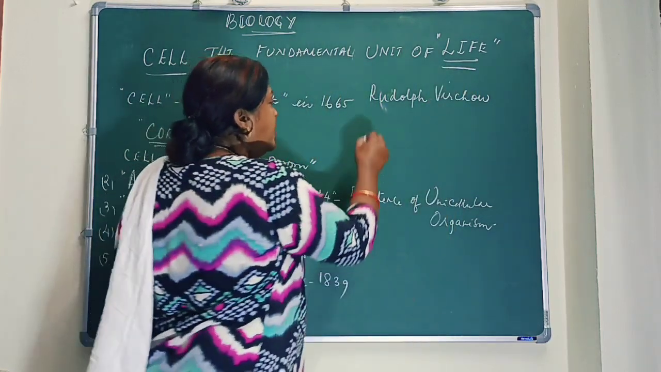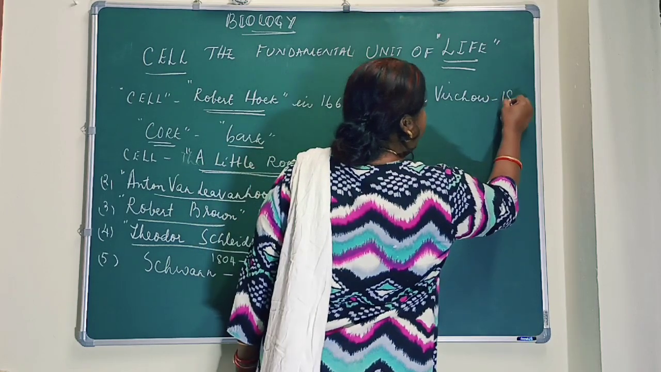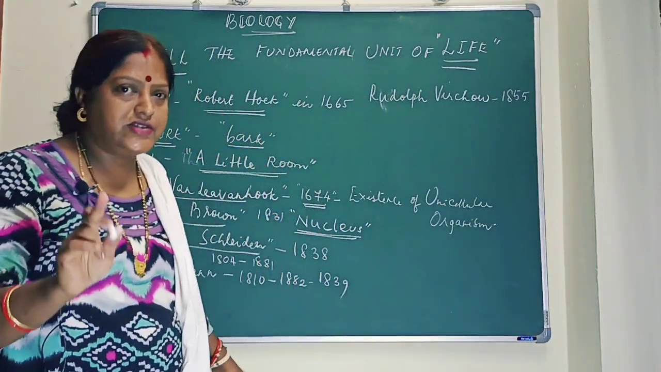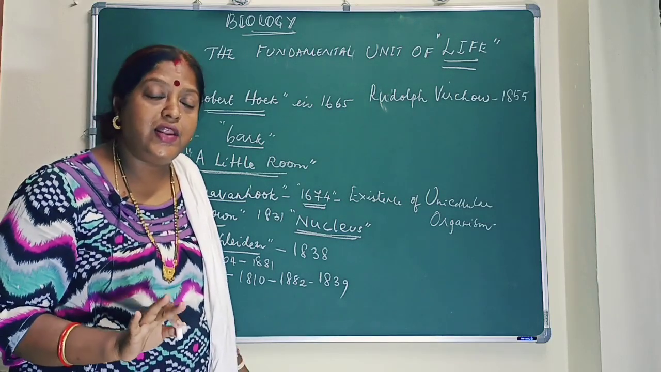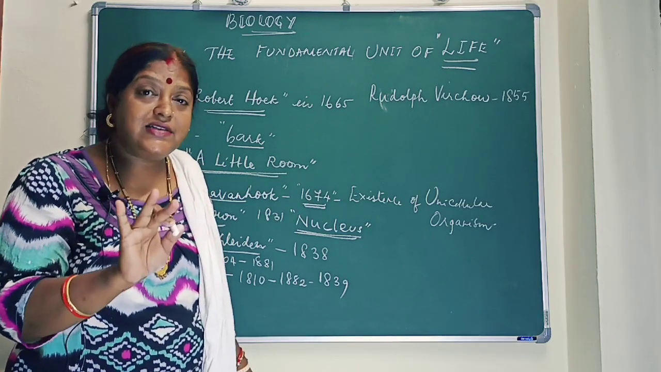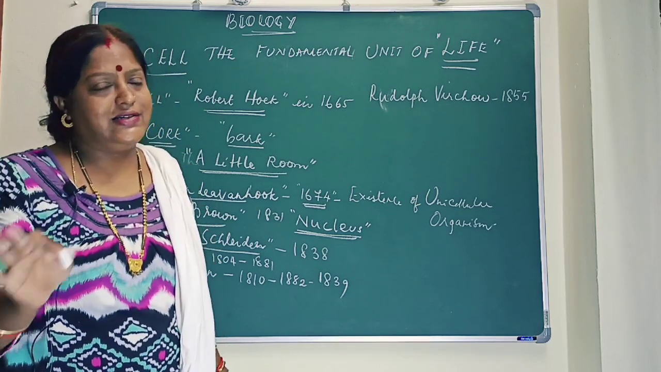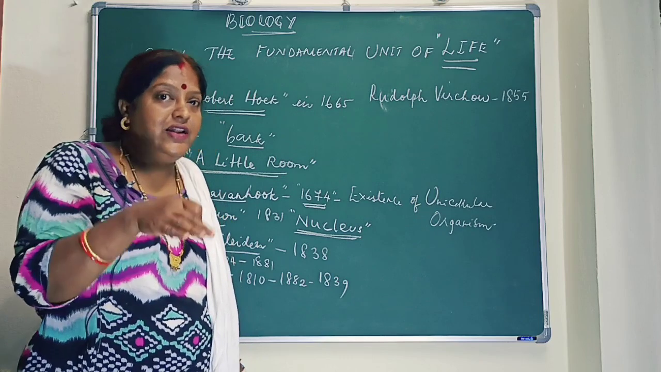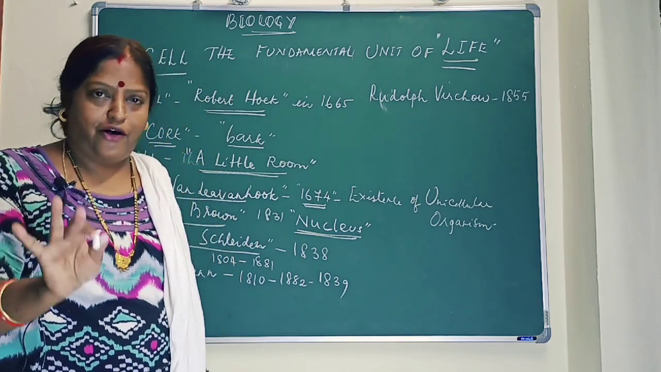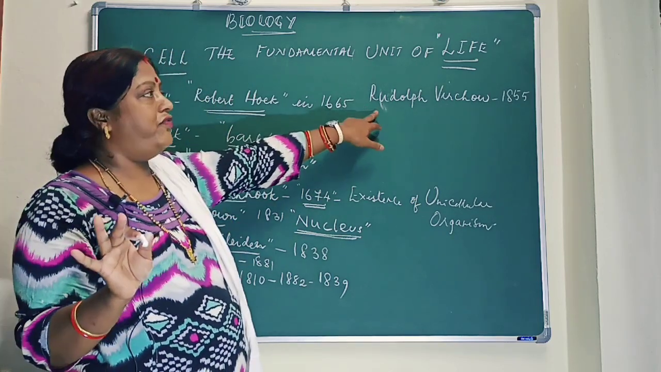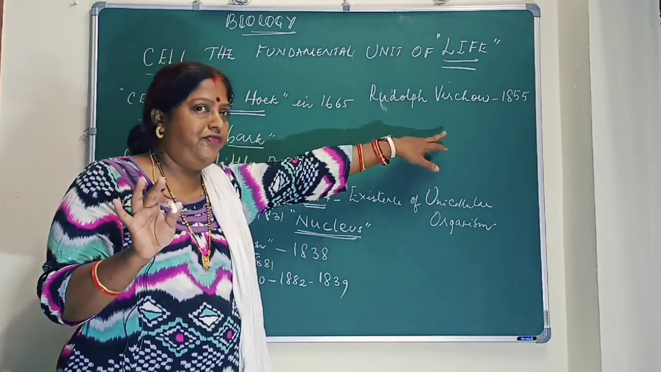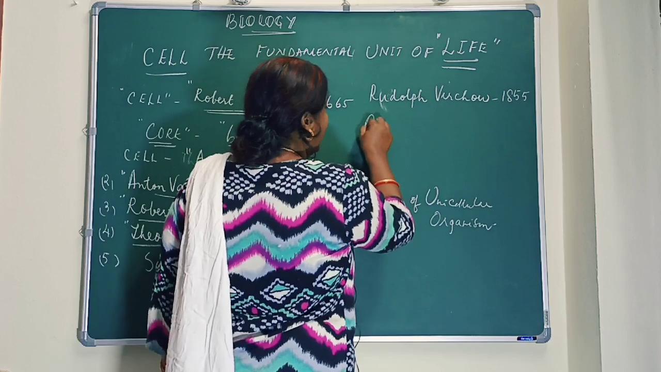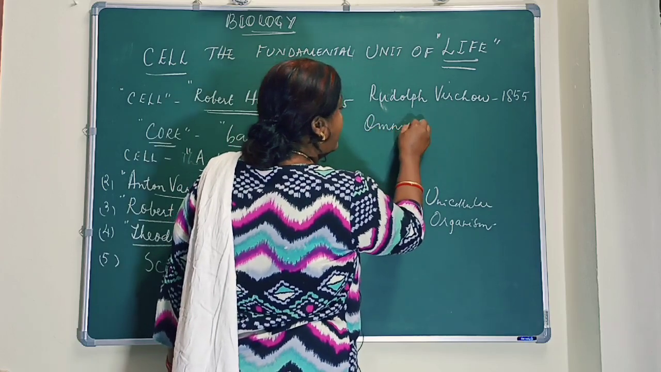Rudolf Virchow, in the year 1855, observed the process of cell division, and he said that every cell exists from a pre-existing cell. Okay, so already there is a cell, and then that cell divides and new cells are formed. So Rudolf Virchow in the year 1855 said omnis cellula e cellula. Okay, this is a one mark question, children.